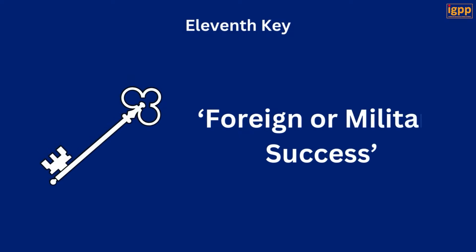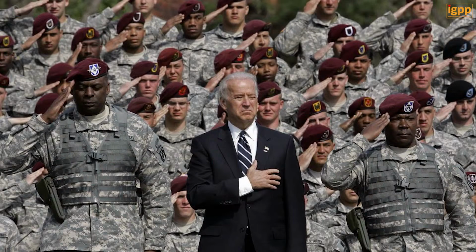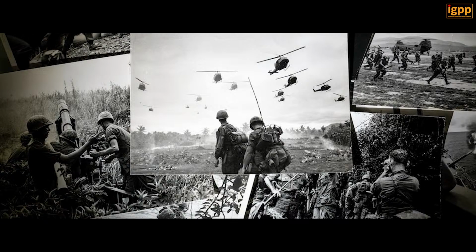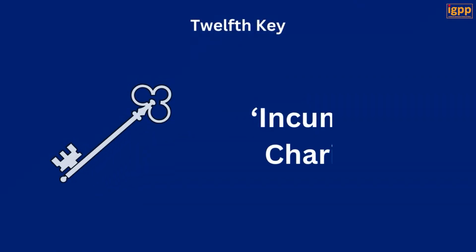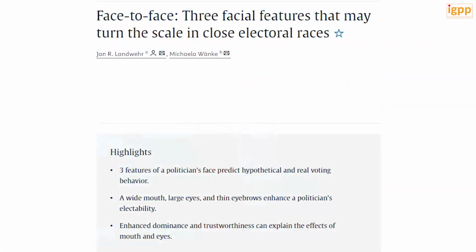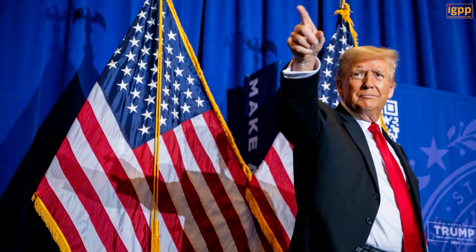Conversely, the 11th key, foreign or military success, looks at whether the incumbent administration has achieved major successes in these areas, as such successes can enhance the incumbent's standing. The 12th key, incumbent charisma, evaluates whether the incumbent party candidate is seen as charismatic or a national hero, traits that can enhance electoral appeal. Lastly, the 13th key, challenger charisma, assesses the charisma or national hero status of the challenging party candidate. A less charismatic challenger generally benefits the incumbent party.